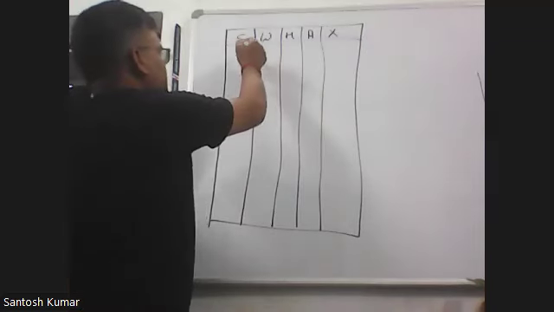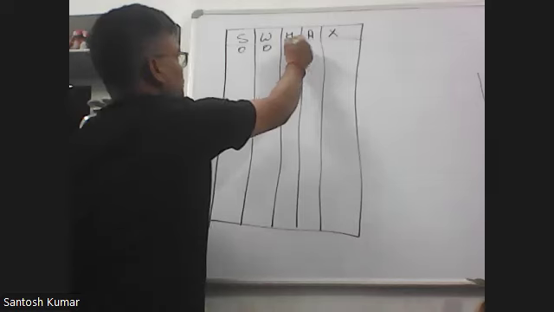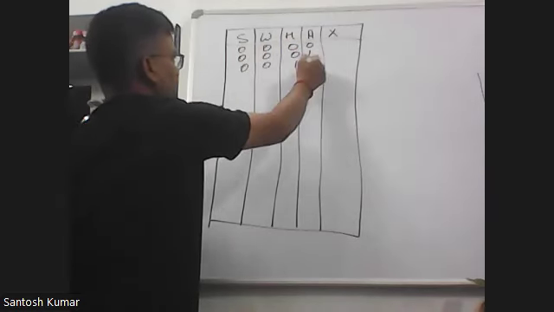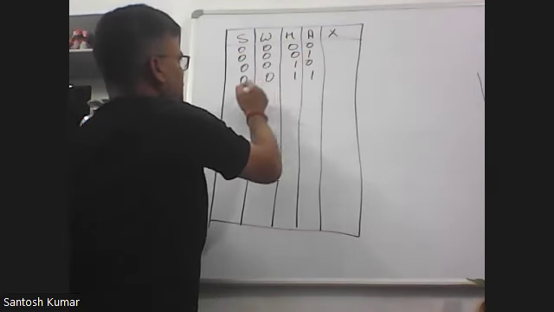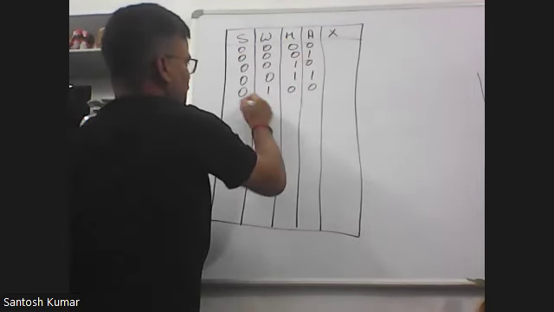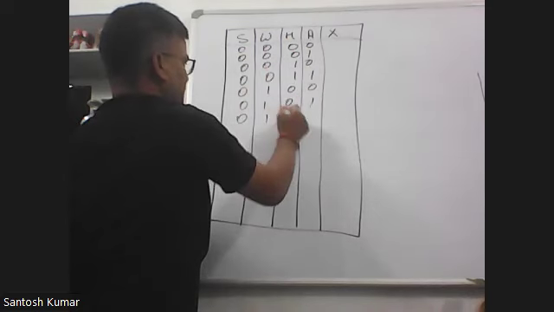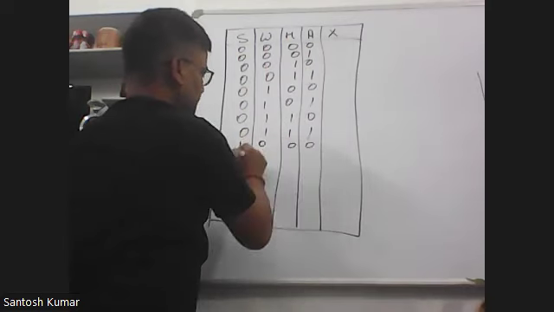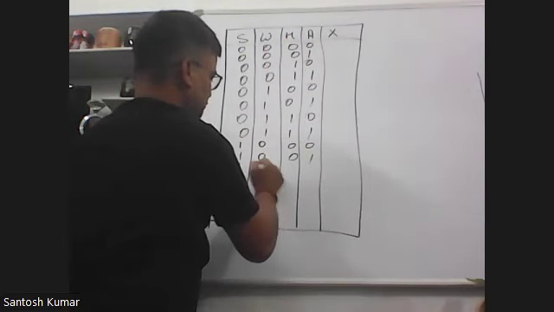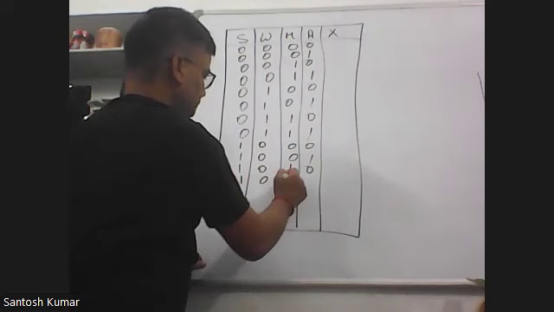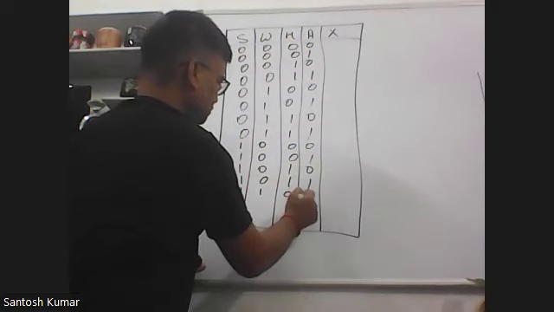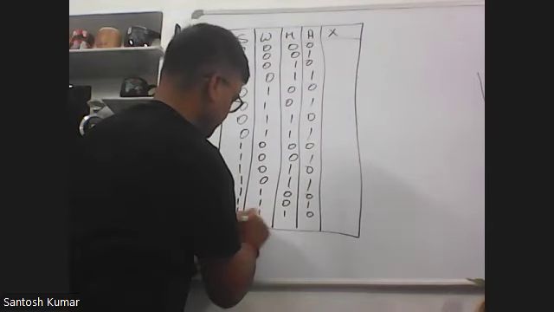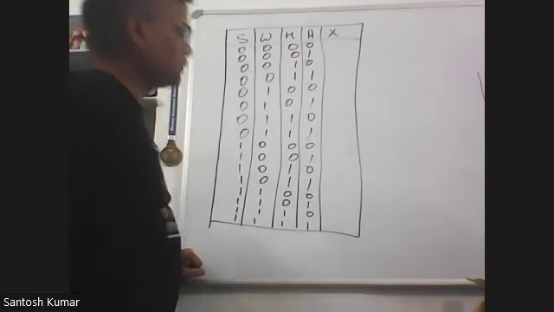Now, we first make the truth table. 0, 0, 0, 0, 0, 0, 0, 1, 0, 0, 1, 0, 0, 0, 1, 1, 0, 1, 0, 0, 0, 1, 0, 1, 0, 1, 1, 0, 0, 1, 1, 1, and so on up to 1, 1, 1, 1. This is the truth table.